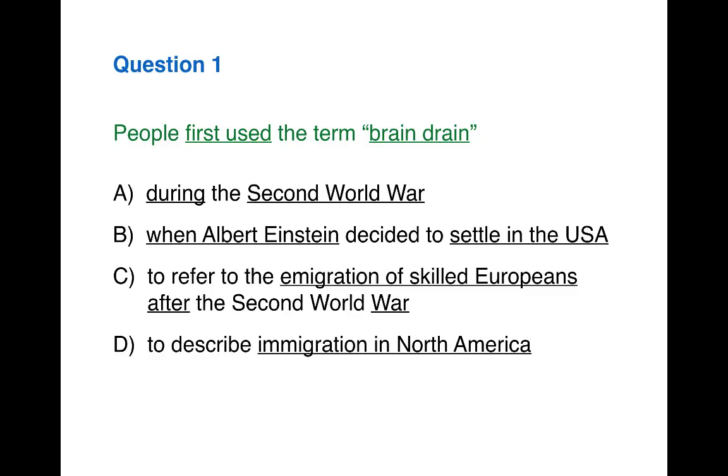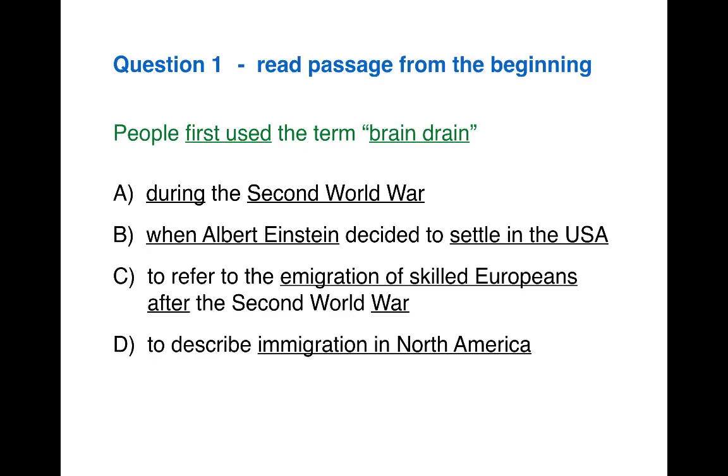Already you should see some interesting things in those choices. For example, choice A has the word during the Second World War, but C has after the Second World War. So that should be an easy difference to notice, during and after. There are some words that you could quite easily scan for, Second World War, Albert Einstein, USA. However, I think the main thing that you should be doing is searching for the question, not the choices.